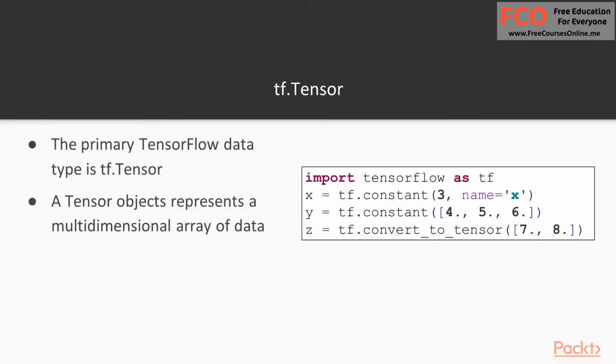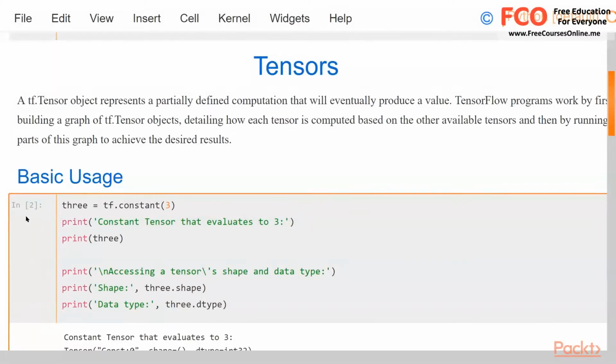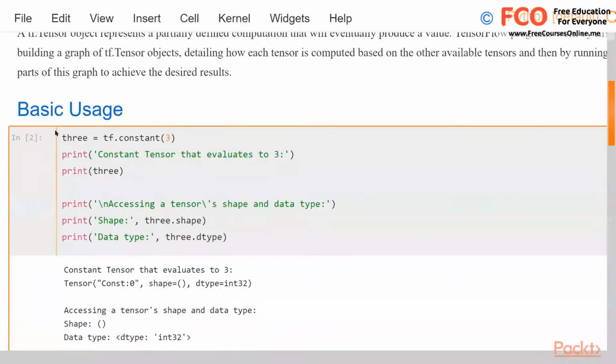Let's see some more examples. Here we are in the Jupyter notebook associated with this video, which you can find on our GitHub repository under section 1 notebooks. And here's a snippet that shows some useful properties of tensors, shape and dtype. Here I've created a tensor with a constant value of 3, printed out. Here's what the representation looks like.